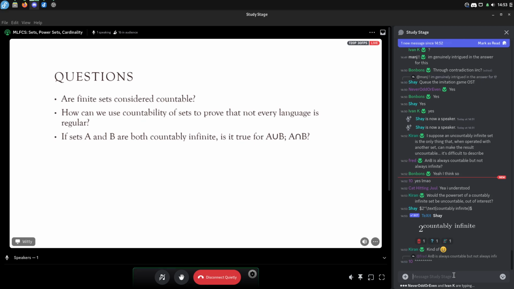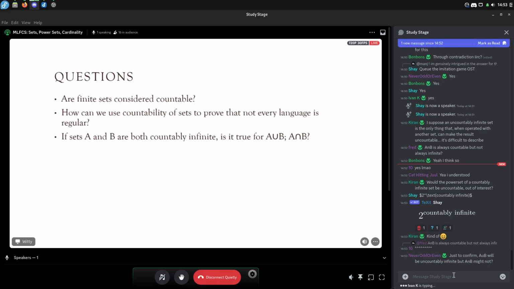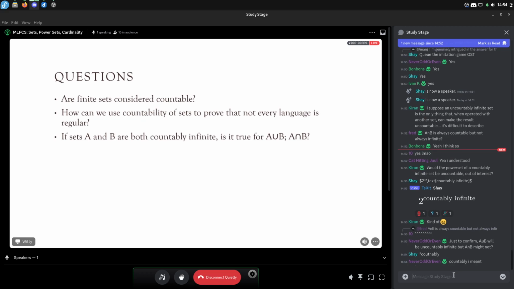So yeah, because it won't exactly map. If you have a countably infinite set, and now you're producing 2 to the n amount of infinity, basically. Just to confirm, A union B will be uncountably infinite. No, not uncountably, countably. Yeah, that's correct. So A union B will be countably infinite if A and B are both countably infinite. However, A intersection B might not be. Correct.